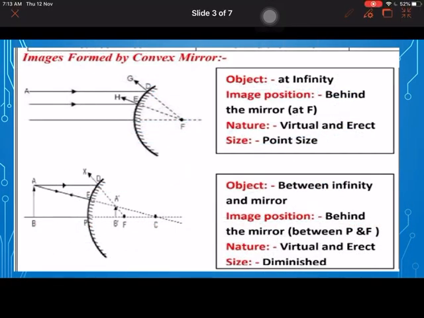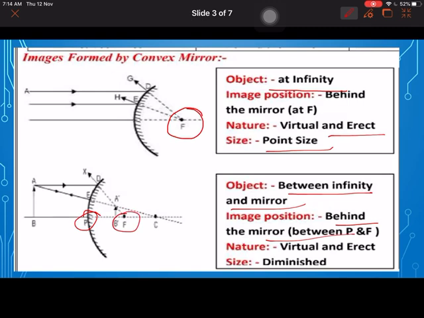Now, images formed by a convex mirror, that was the concave mirror. In case of a convex mirror, only two cases are there. If the object is at infinity, the image will be formed at the focus, that is behind the mirror, virtual, erect and point size. Second, for an object anywhere between infinity and the mirror, the image will be formed behind the mirror, that means between P and F, and it will be virtual, erect and diminished. So these two cases are there for convex and six cases for concave.